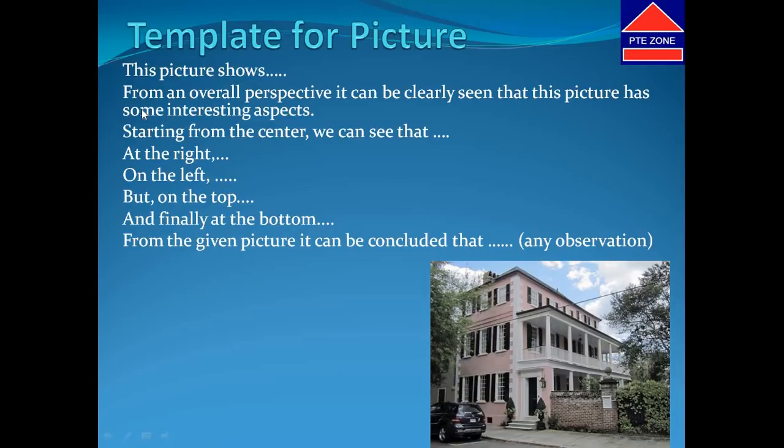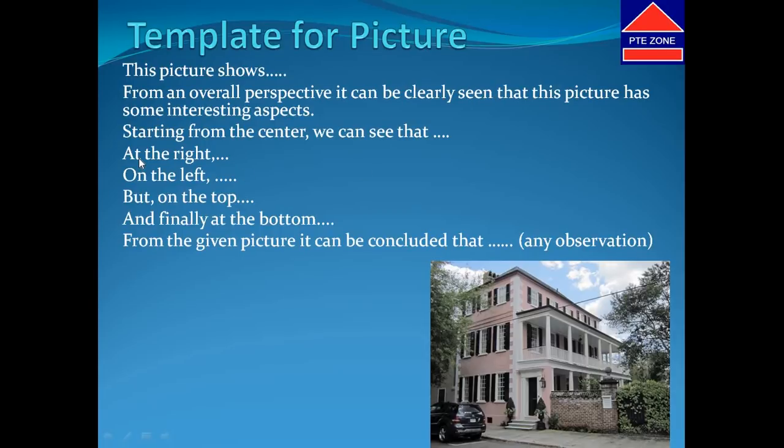So after the first line you need to just repeat the same thing that you have been always doing in all the Describe Image sections. From an overall perspective, it can be clearly seen that this picture has some interesting aspects. So just learn this line. You don't have to think about anything else. After speaking the first line, you can just add this thing. You can just say this line, right?